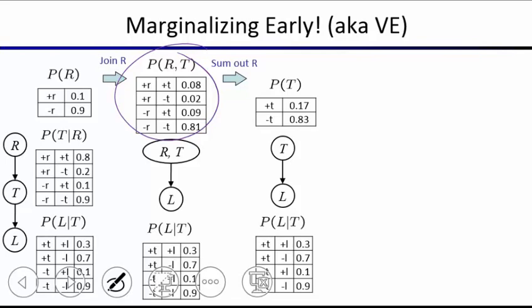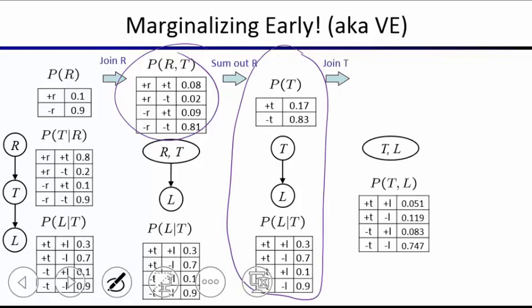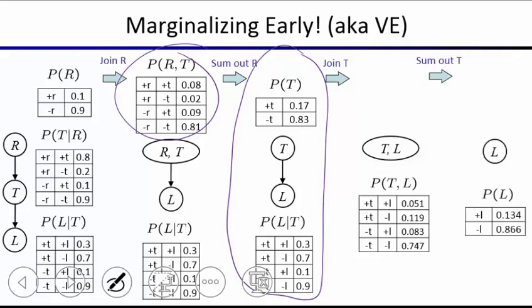Now the next step is working with the factors that we have now. We join on T. This gives us a new factor. We know how to get that kind of factor, and then we sum out over T, and we get the resulting factor here, which is the answer to our query. So that was variable elimination in a mechanical way.